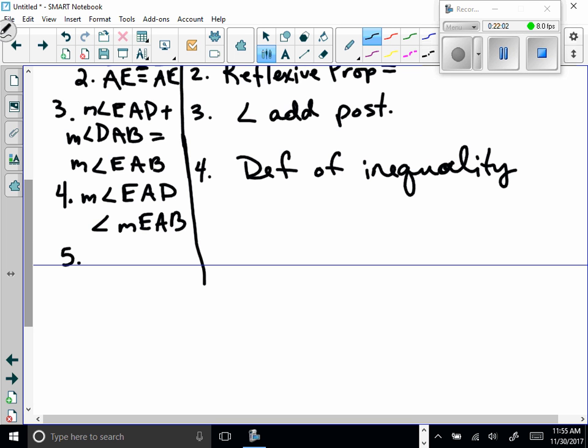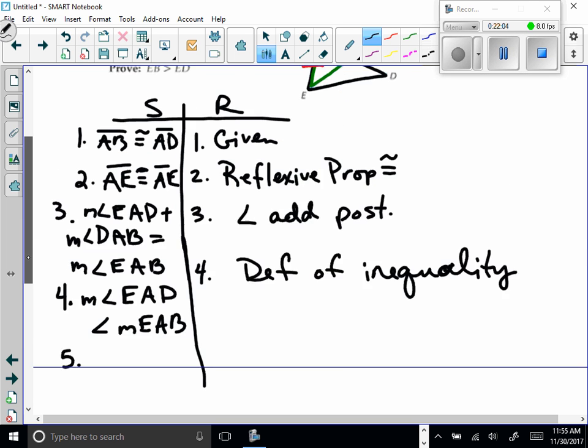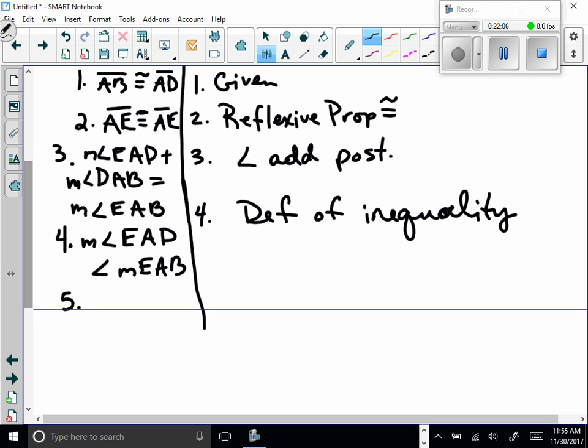And now, since my one angle is less than the other, then the corresponding sides have to have that same relationship, so that ED would be less than EB, which is the hinge theorem.